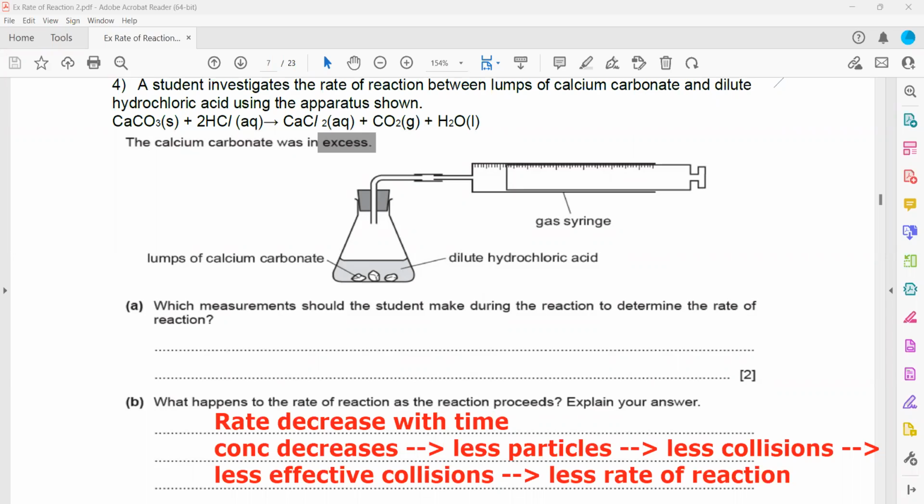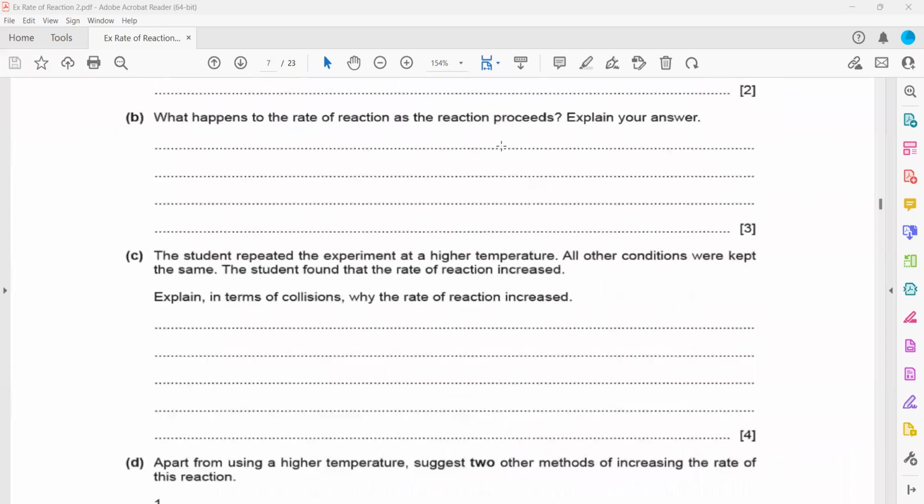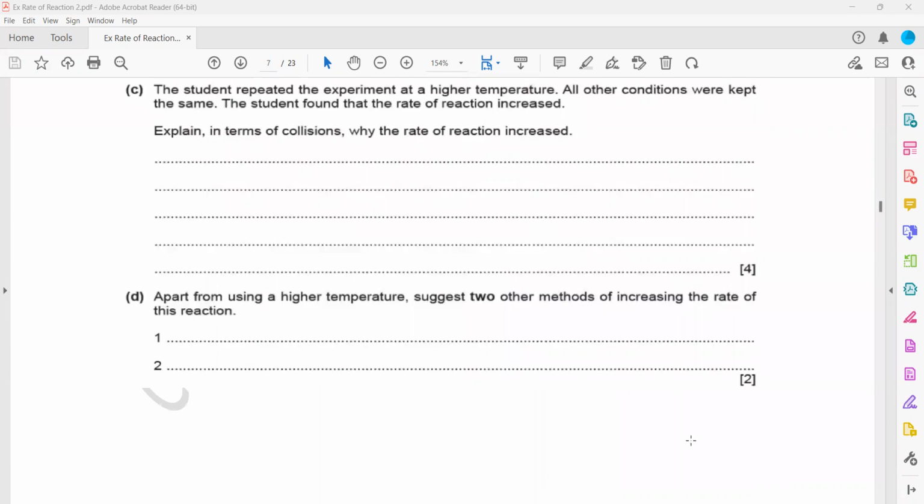So if you just say one of the reactants is used up, that's a general answer. But as in the question, they specify excess or limiting, so according to the question you have to say which of the reagents is used up. If you just say one reactant is used up, it is a general answer. So this was page 7, and then we have page 9.